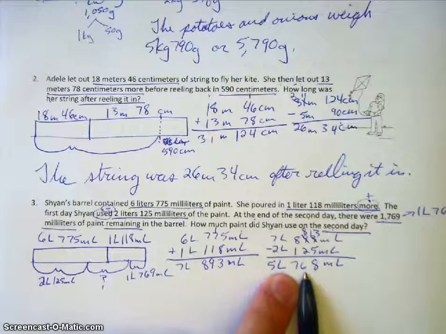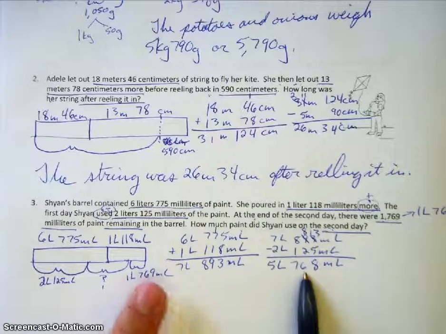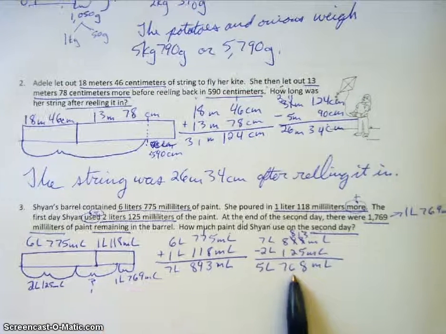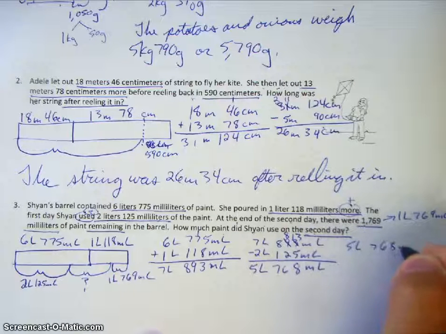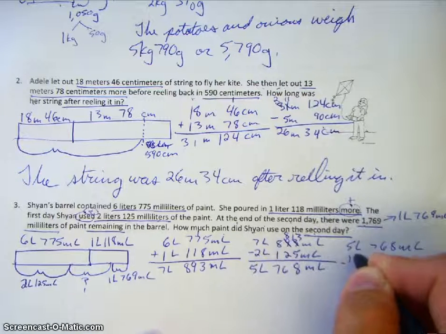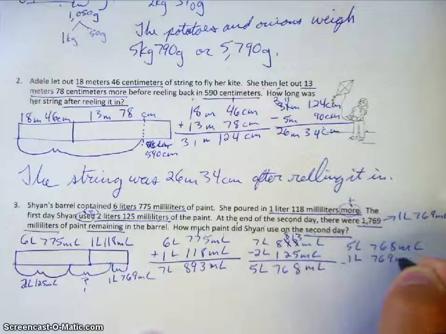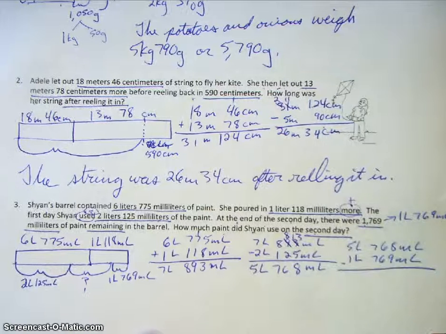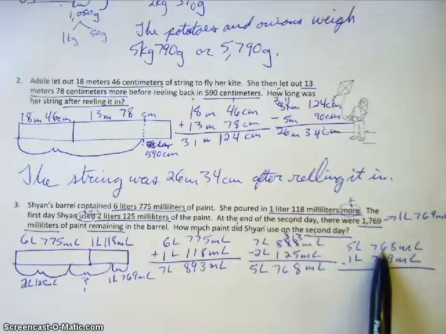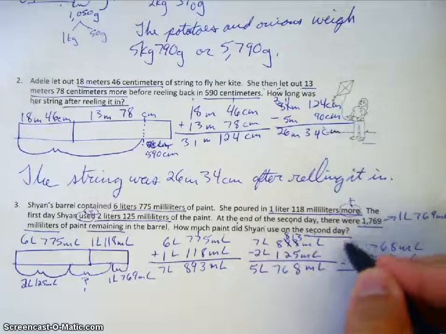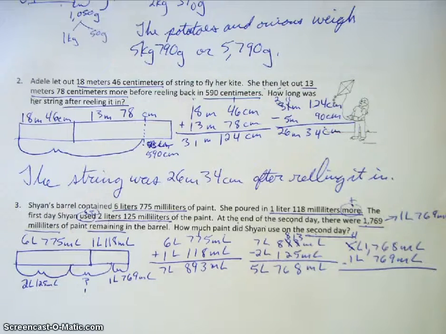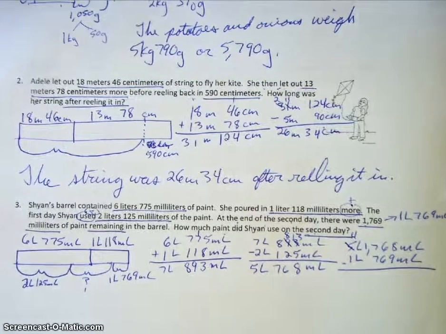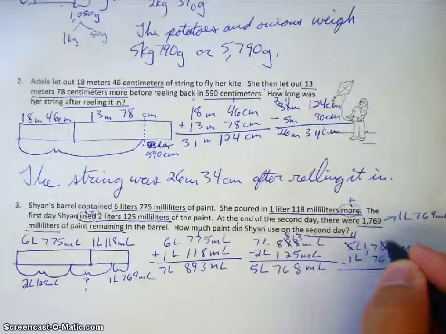Okay, so next what we're going to do is take off the amount that was left in the barrel. So take our 5 liters, 768 milliliters, and subtract the 1 liter, 769 milliliters that was left. Okay, now these two numbers look close, but we're going to need to decompose a liter so that we have enough. Okay, so now we have a larger number on the top. So now when we go through to subtract these out, I'm going to do some decomposing here.